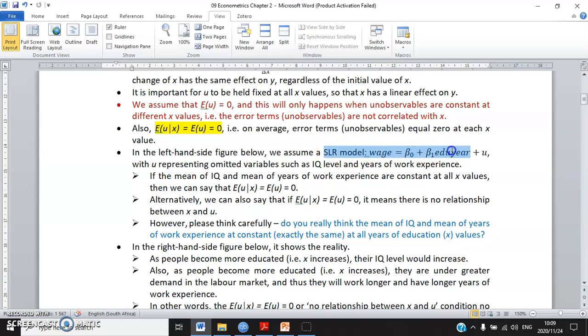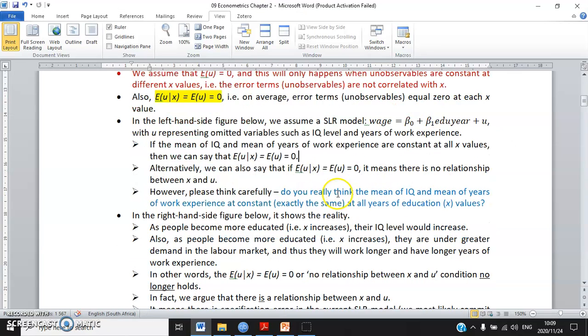Okay, I run this simple linear regression model. U stands for the omitted explanatory variables such as IQ and years of work experience. And if the mean of IQ and the mean of work experience are constant at all x values, then we can say this condition would hold, that the mean of the error term at each x value is 0. Alternatively, we can say that if this happens, then there is no relationship between x and u, or no relationship between x and the omitted explanatory variables.